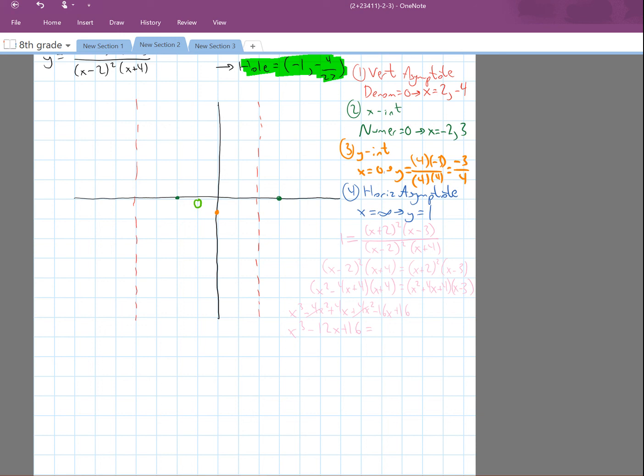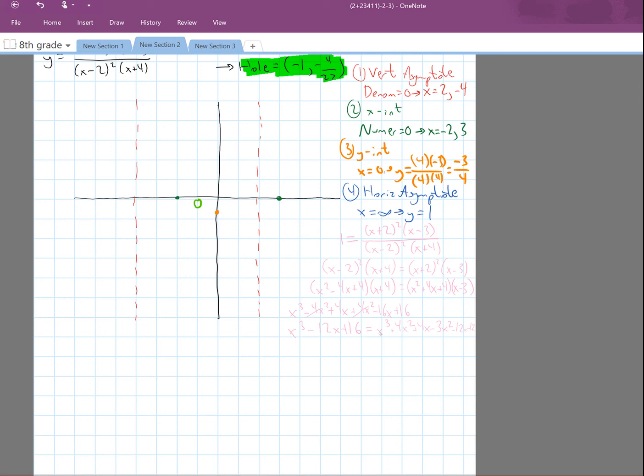Let's distribute this one now. x cubed. I think Mr. Wangcho made something pretty clever here. Plus 4x squared plus 4x minus 3x squared minus 12x minus 12. So I squished there, but we should be able to see a lot of things going on here.